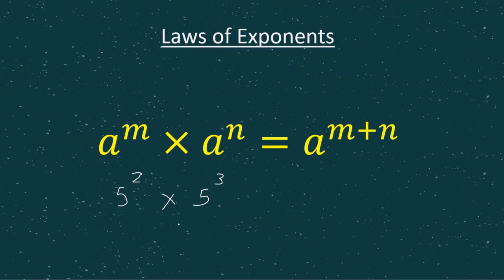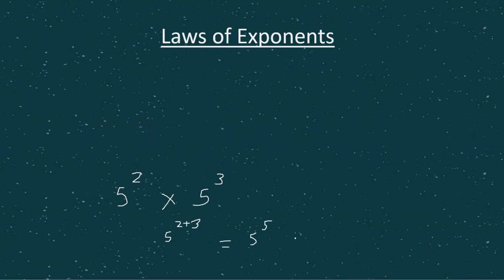So when the base is same, the powers can be added. Like 5 is the base, we can write 5 as it is, and the powers we can add. In powers we have 2 and the other power is 3. So we can add the powers. It will be 5 raised to power 2 plus 3. So you will get 5 raised to power 5. So this is our first law of exponents. When the base is same, the powers can be added.